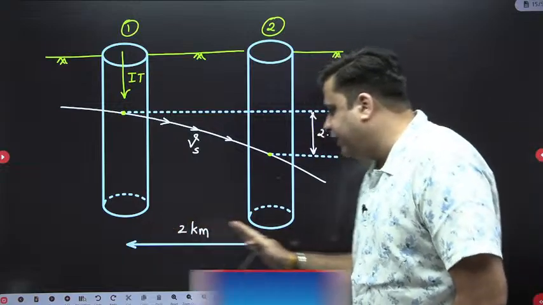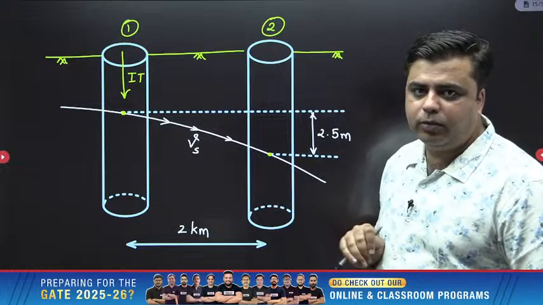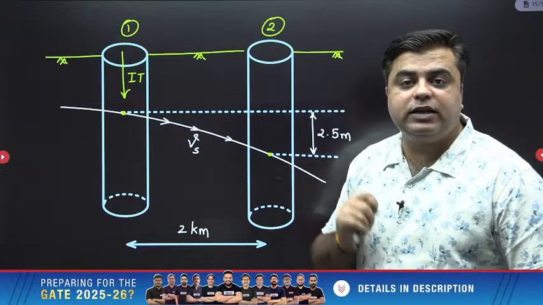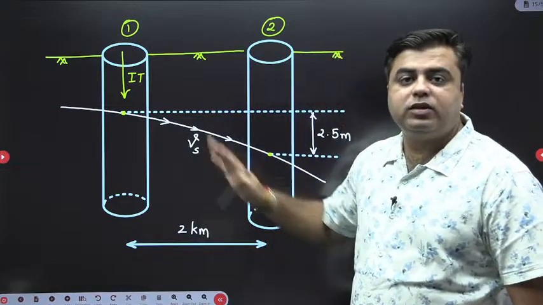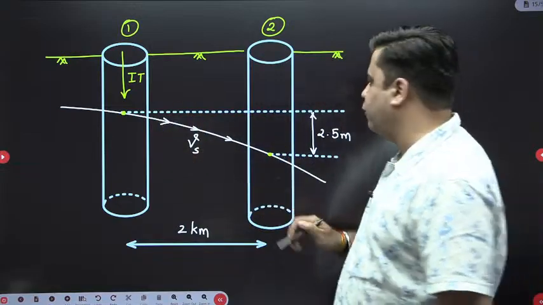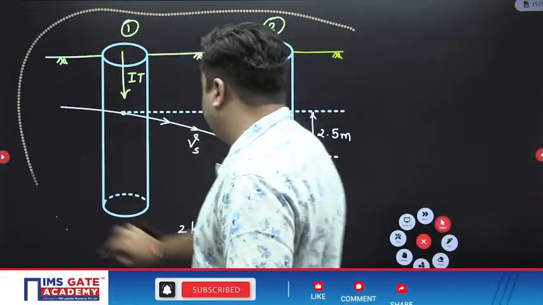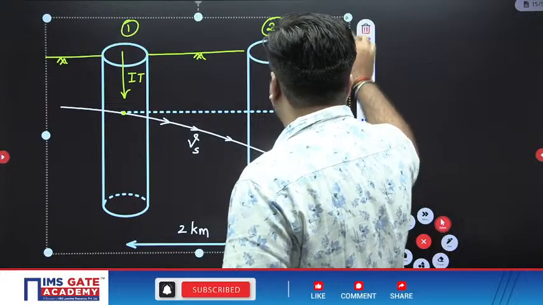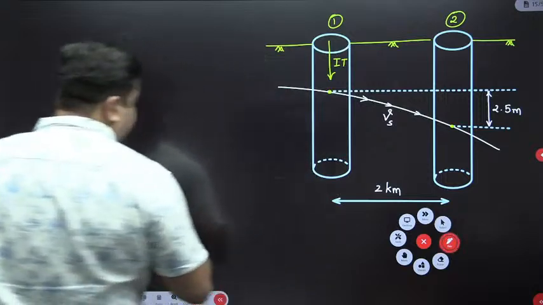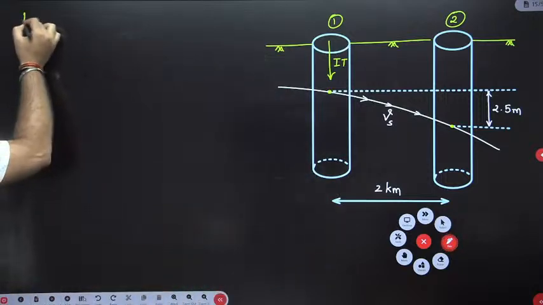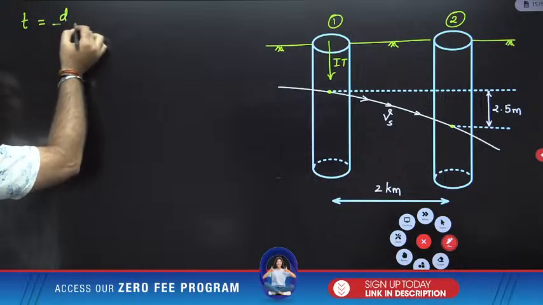Distance is already given to you as 2 kilometers. So inert tracer has to travel a distance of 2 kilometers. By which velocity will this inert tracer travel? It will travel by the seepage velocity, because this inert tracer will be moving along with the flow. So the time in which inert tracer will reach from well 1 to well 2 can be calculated like this. So this is equal to distance upon seepage velocity.